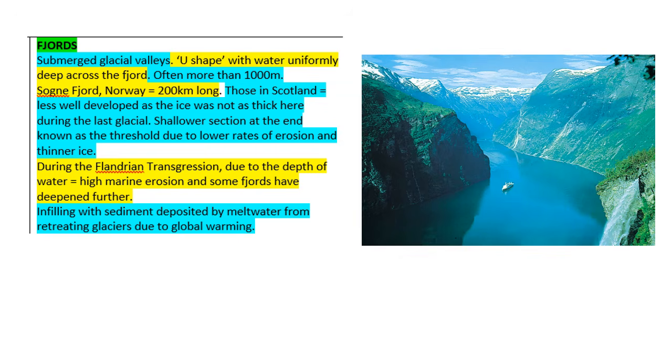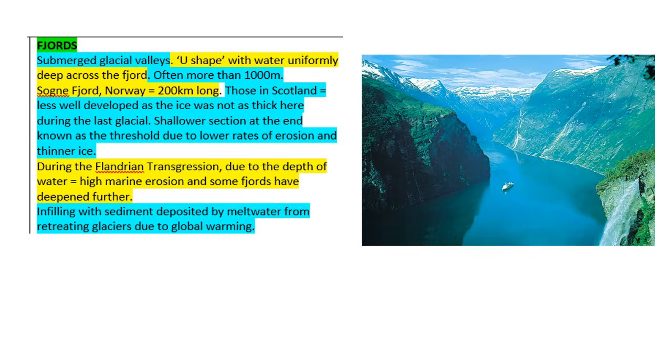Then you've got the fjords. The fjords are the submerged glacial valleys, and these are U-shaped with uniform water across the fjord. Some of them are huge. So the Sognefjord in Norway is 200 kilometres long. Those in Scotland are less well developed because the ice was not as thick there during the last glacial. They all have a shallower section at the end due to the lower rates of erosion and thinner ice.